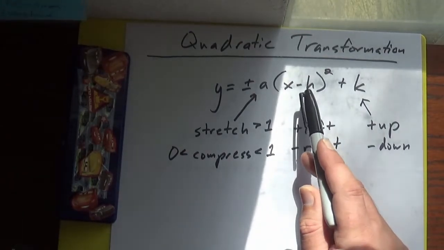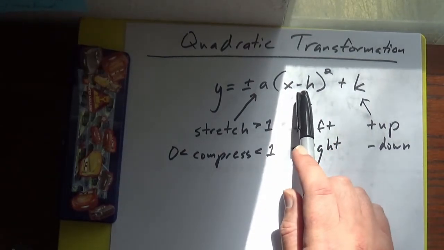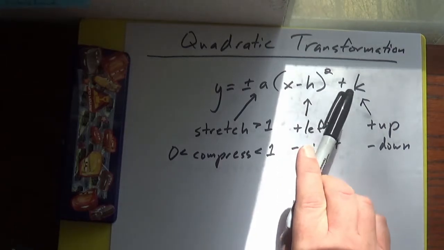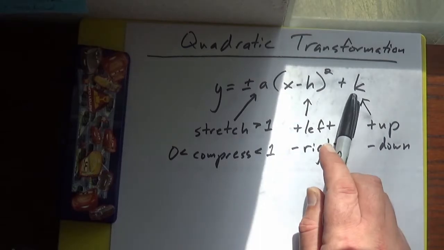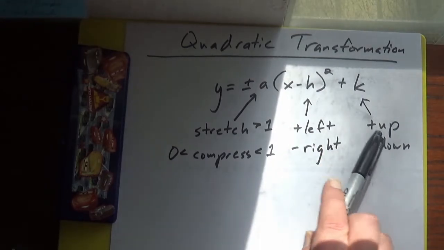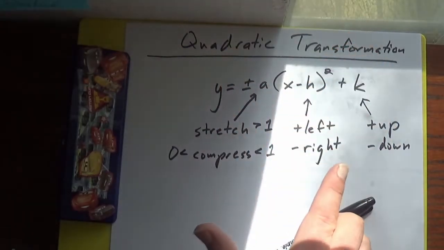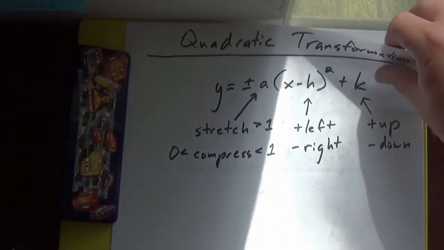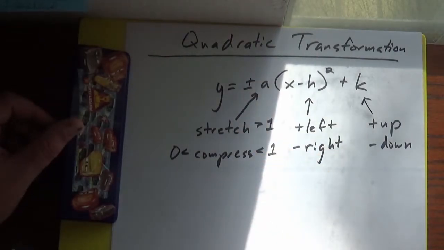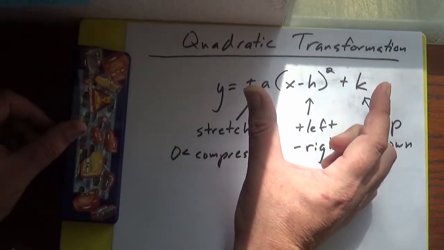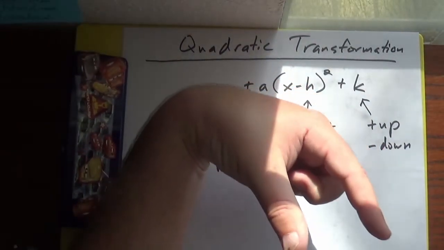And if it's positive inside here, h does the same. It moves the whole thing left. And if it's negative, it moves the whole thing right. And k at the back moves the whole thing either up or down. Oh, and positive and negative do the same thing. So plus means it's like this. Minus means it's going the other way.